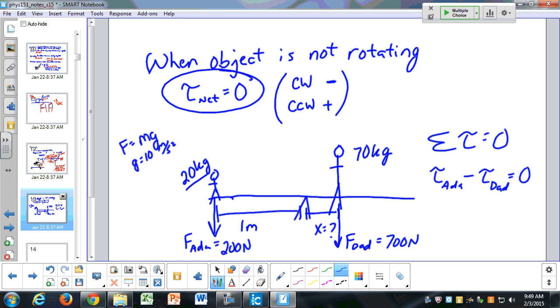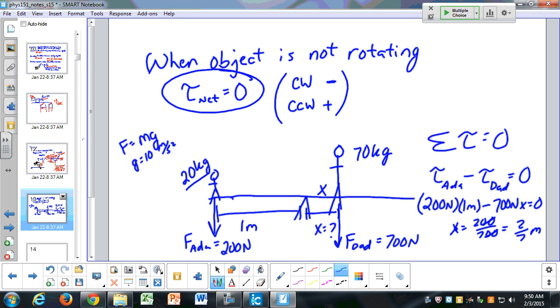All right? So I would say 200 newtons, just the force where Ada is, times 1 meter, minus 700 newtons times this distance, x, will equal 0. And then I can solve for where I need to be. And that turns out to be x is 200 over 700, or 2 over 7. So we'll just leave it as a fraction, 2/7 of a meter, under half a meter.